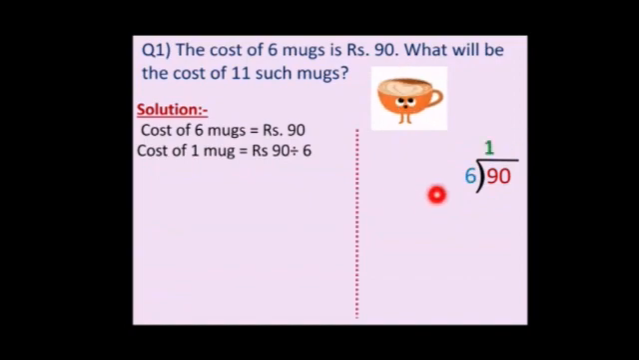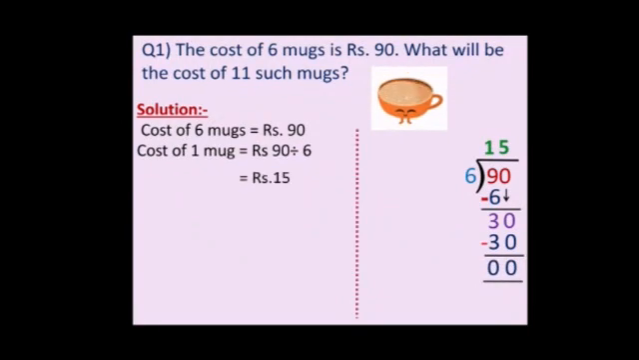So we know that 6 ones are 6. So 9 minus 6 will be 3. 0 we bring down here. Now 30. Then 6 fives are 30. Now 30 minus 30 will be 0. So the cost of 1 mark is rupees 15.